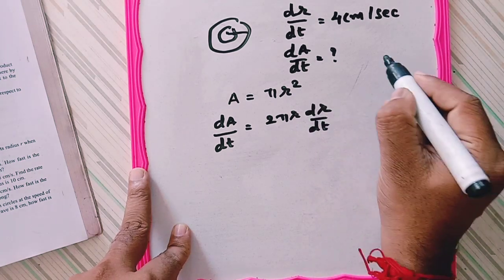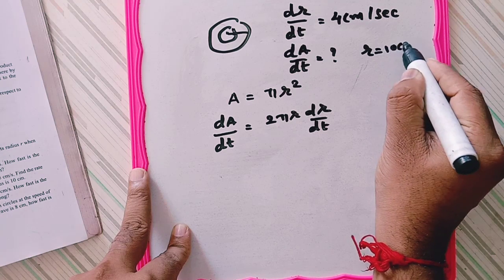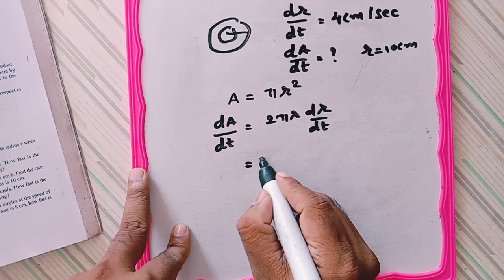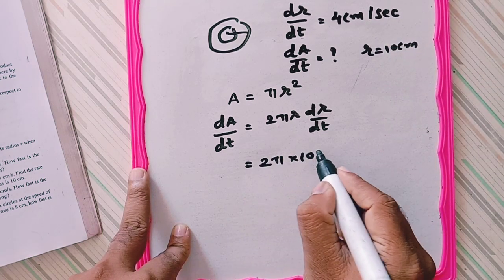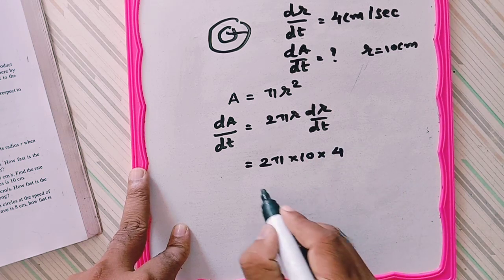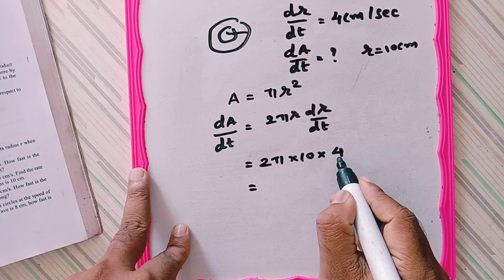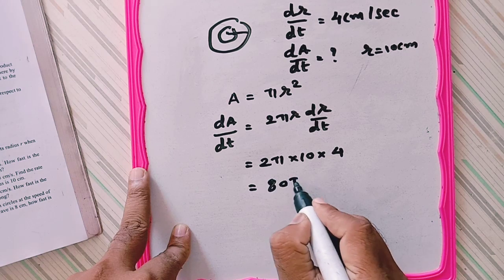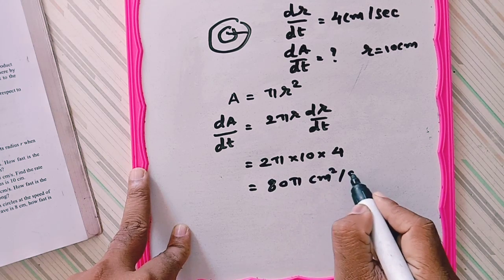Now r is given as 10 centimeter. So we substitute the value: 2 pi into 10 into dr by dt, which is 4, and so 4 times 10 gives 80 pi centimeter square per second.